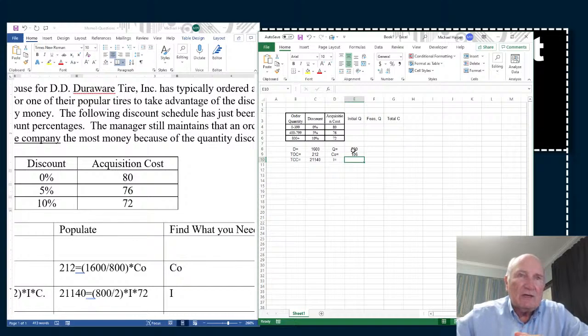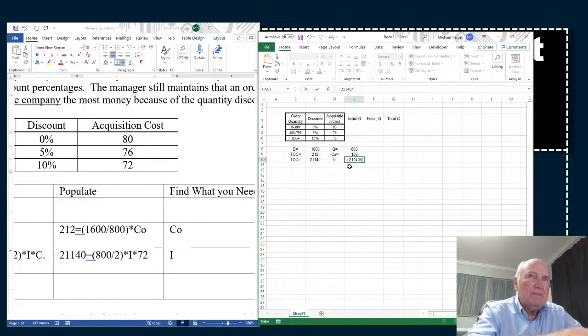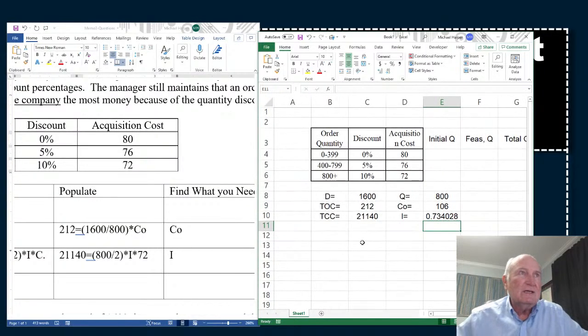What about our carrying cost? Well, we have the equation down here, right? So let's do it. That's going to equal, first of all, 21140 divided by all of this stuff, which is 800 divided by 2 times 72. Okay, and we come up with approximately 73.4 cents per dollar. That's pretty expensive. Carrying this inventory is going to be pretty expensive here.